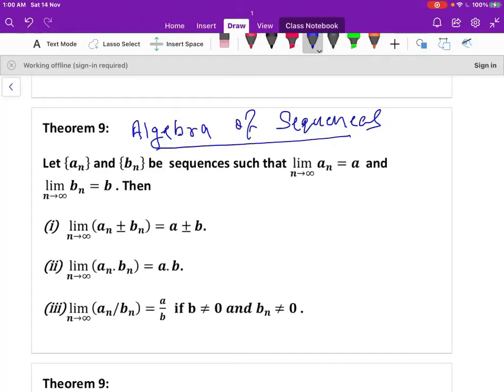Hi students, in the previous video we have seen the concept of Cauchy sequences. In this video I am going to discuss the algebra of sequences.